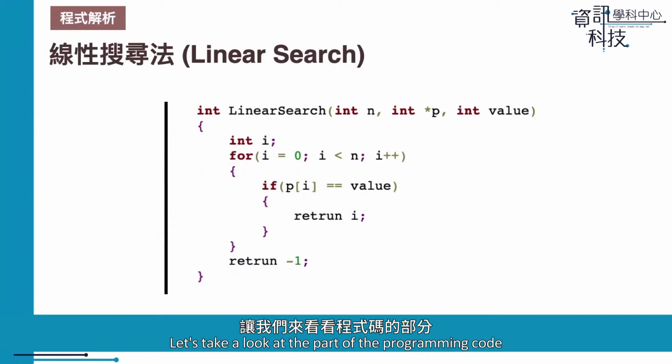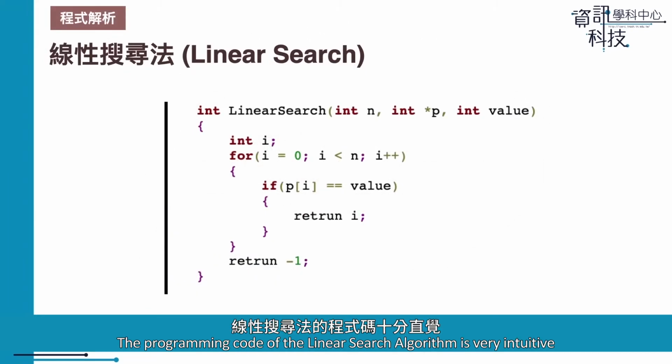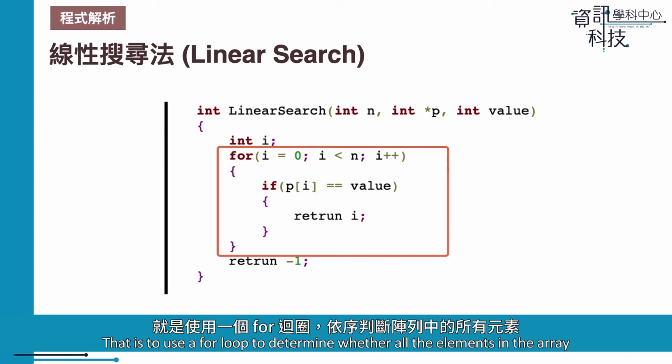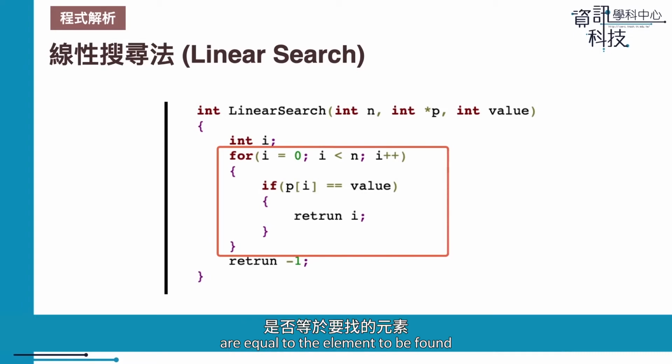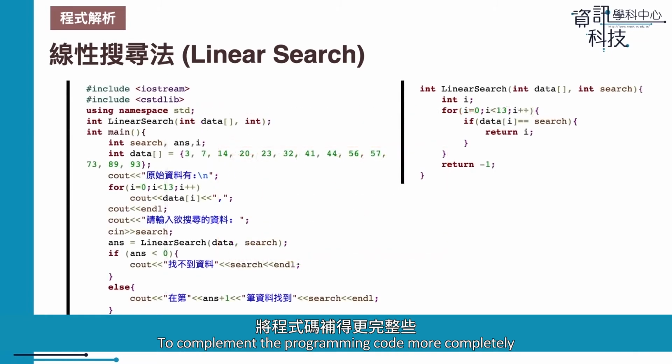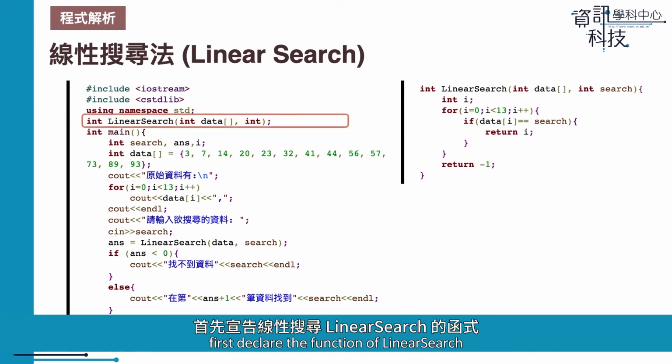Let us take a look at part of the programming code. The programming code of the linear search algorithm is very intuitive. That is to use a for loop to determine whether all the elements in the array are equal to the element to be found. To complement the programming code more completely, first declare the function of linear search.